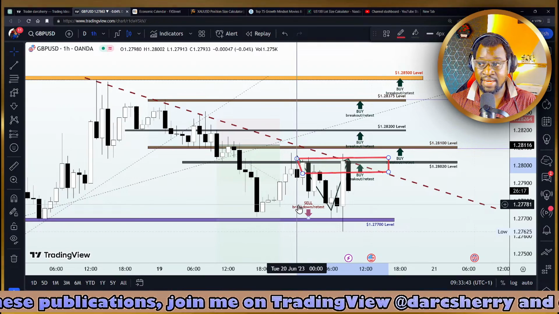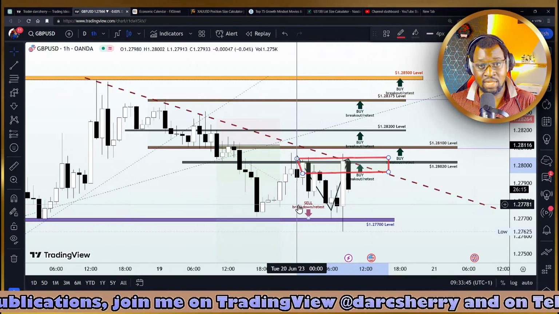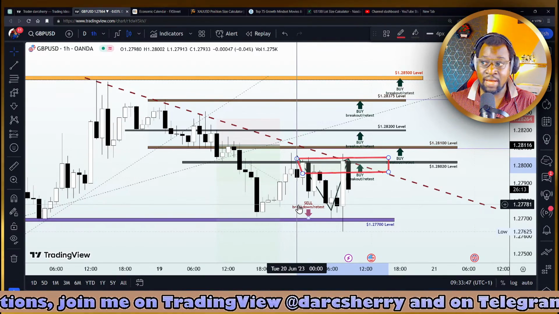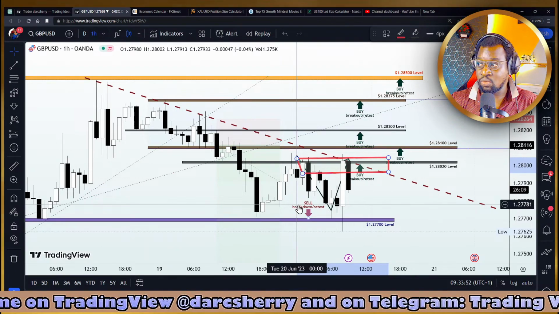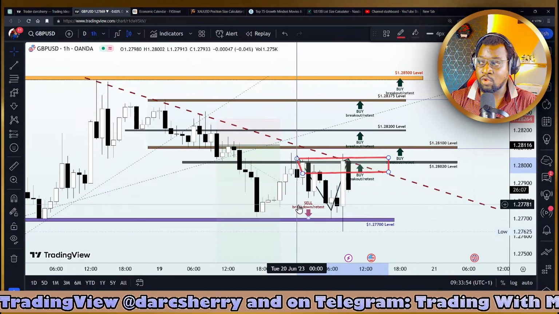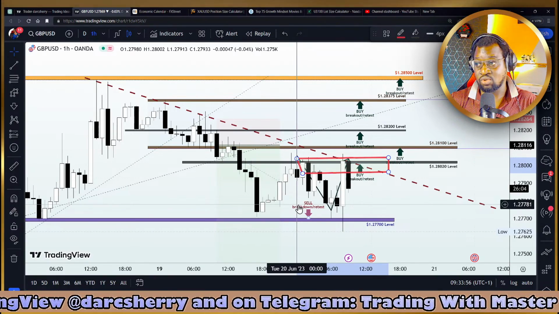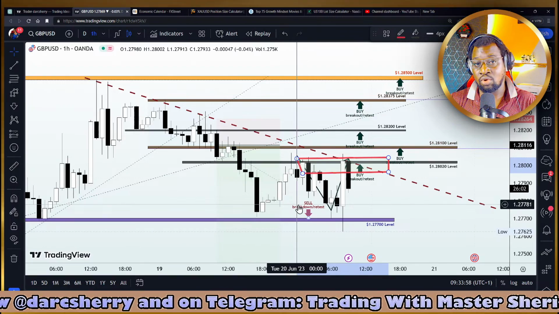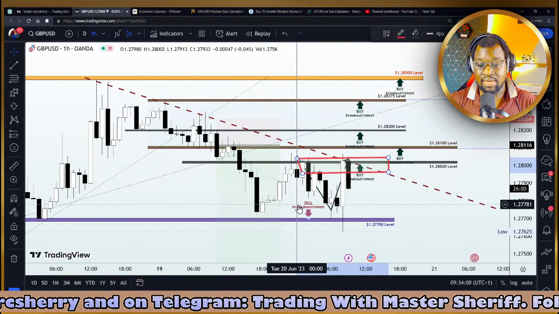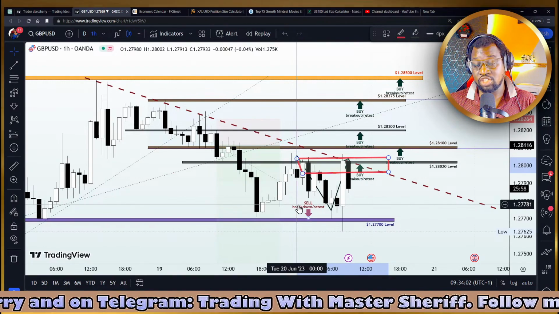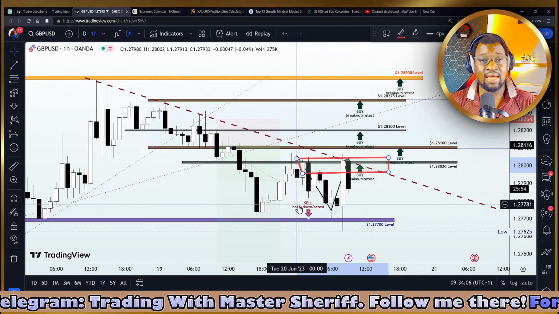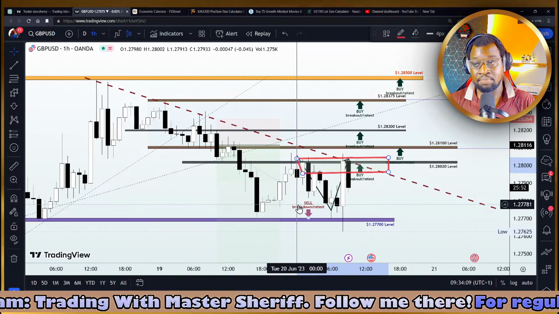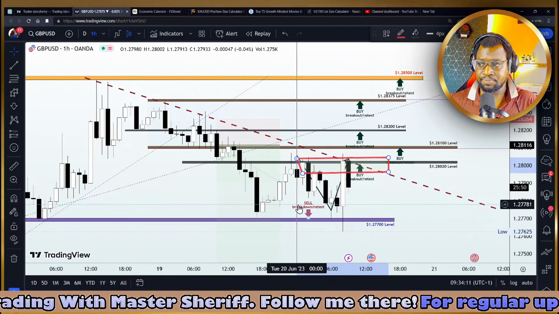This current candle right now is still looking a little bit volatile as price action is moving up and down. So we are going to remain patient and wait for this candle to close. We still have about 26 minutes for this candle to close. So depending on how this candle closes will determine what our next line of action will be. But trust me, I'm always with you in the comment section of both my TradingView and Telegram platform to give you updates as at when due.